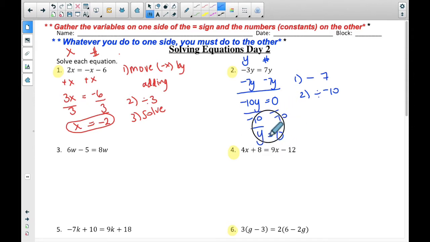Any 0 divided by anything is always just 0. So our answer is y equals 0. This might be one where we consider checking our answer.